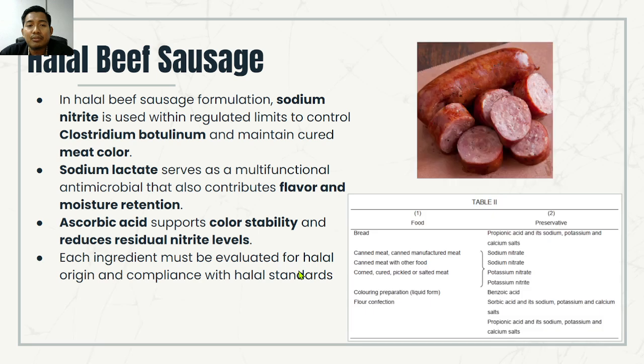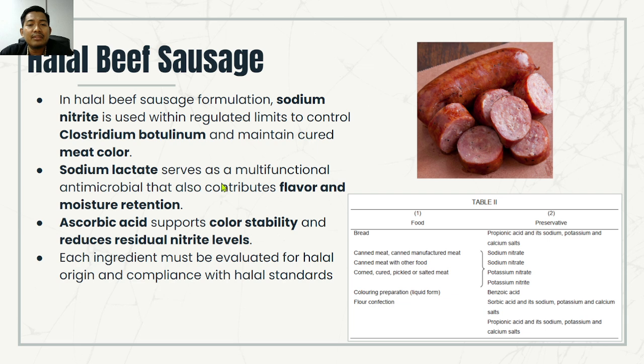the bakery products. We take an example: halal beef sausage. In halal beef sausage formulation, sodium nitrite is used within the limited regulation to control Clostridium botulinum and maintain cured meat color. Other than that, Clostridium botulinum is controlled by the cooking process, the processing. Based on food regulation, this is the permitted preservative for meat products basically.